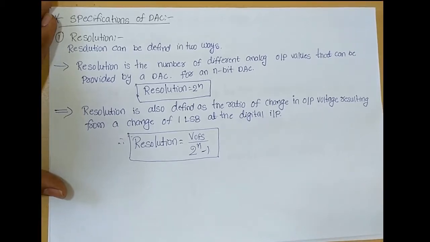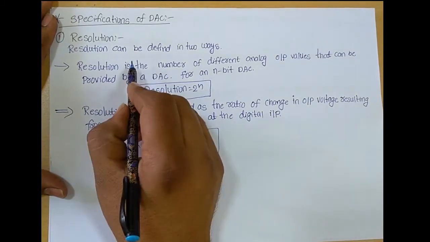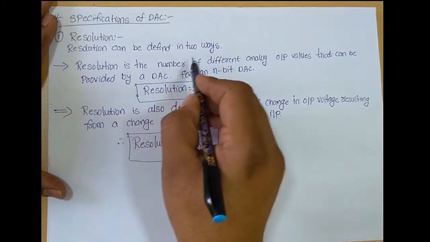Good morning to all. Today we are discussing the specifications of digital to analog converters. In this, the first specification is resolution. Resolution can be defined in two ways.